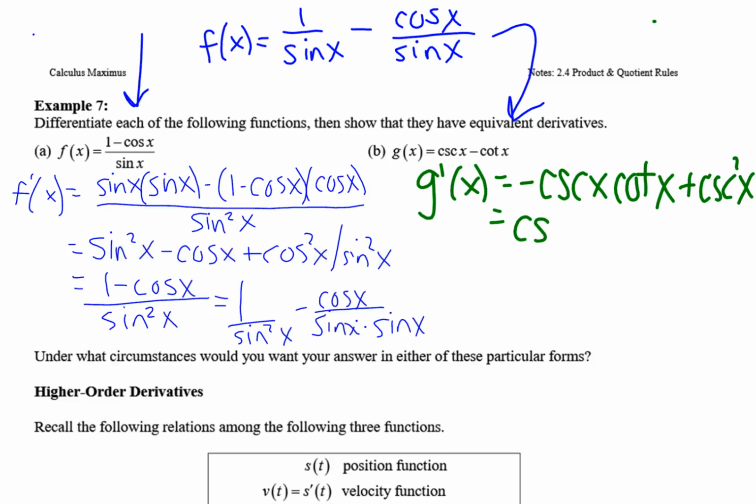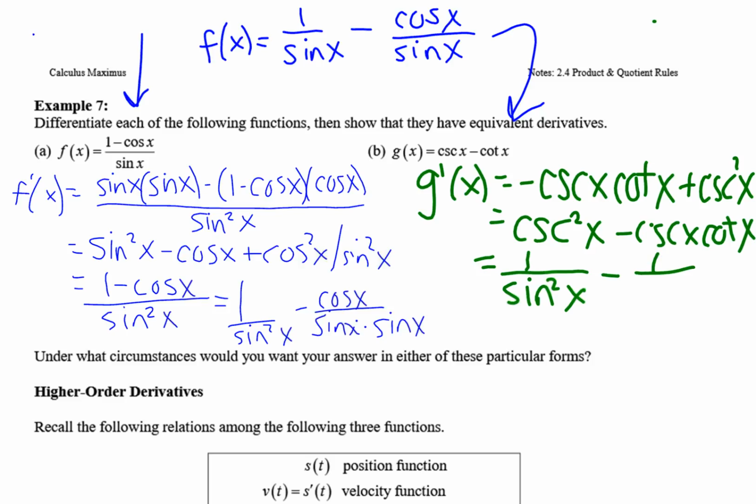We have cosecant squared x minus cosecant x cotangent x. Cosecant squared is the same as 1 over sine squared. That's good. We got that part. Okay, cosecant is 1 over sine, and cotangent is cosine over sine. So those are equivalent derivatives because they were equivalent functions.